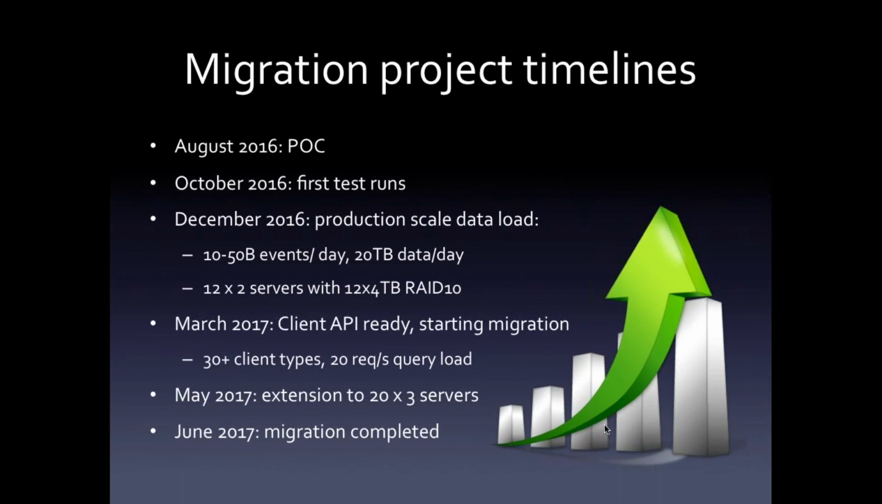By March, we migrated the client API and started migration. We had a lot of different client types and huge query load, so it took a while to migrate all of them one by one. And during migration, we realized that we needed to extend the capacity. So we extended to 60 servers, so 20 servers, 3 replicas each. And in June, we completed the migration successfully, and so far we operate a production ClickHouse system with 2 petabytes of data.